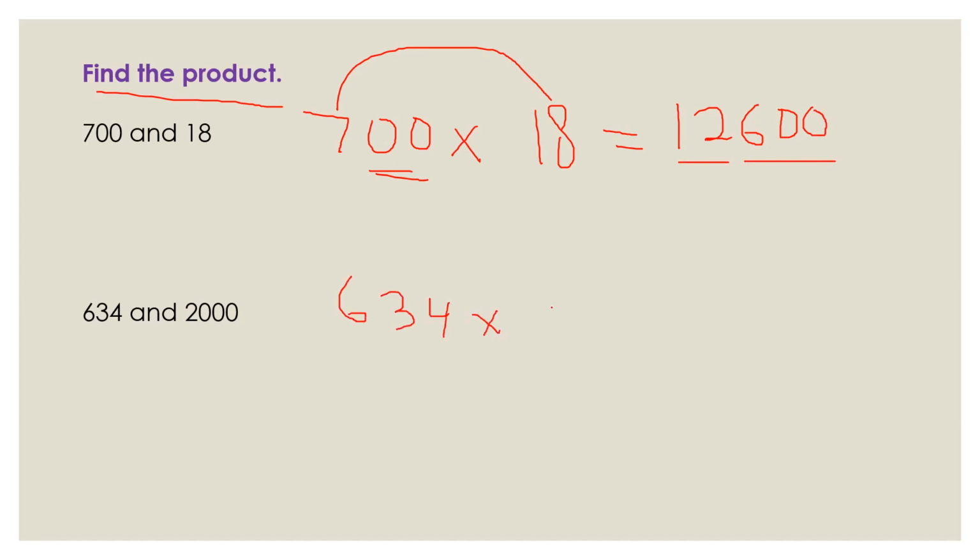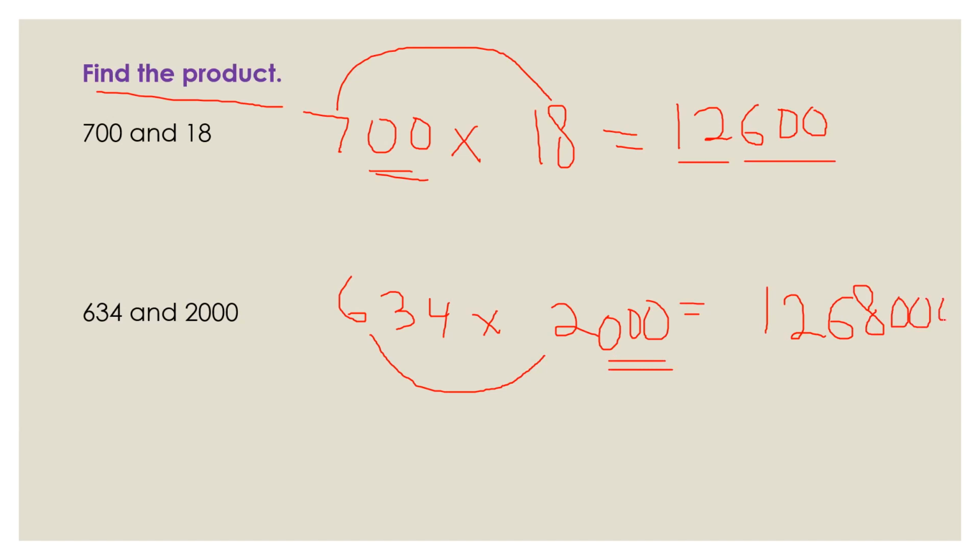634 times 2,000. 634 times 2 equals 1,268. Then place the triple zeros here. So the answer is 1,268,000.